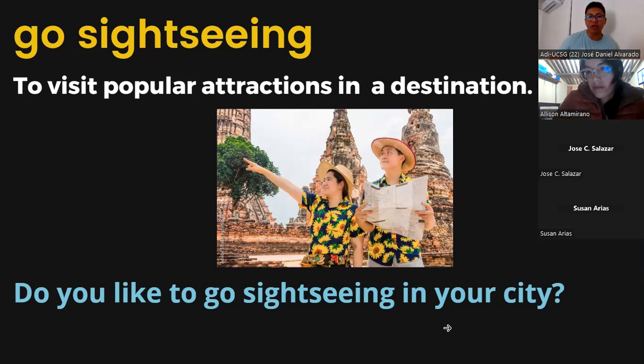This phrase is very used when you are in another city. Go sightseeing significa como que ver lo más turístico de la ciudad. Por ejemplo, if I go sightseeing in Guayaquil, I would go to the, I don't know, to the Malecón, to the Las Peñas, maybe to Calle Panamá. Those are the most popular attractions in this destination. So that means go sightseeing.